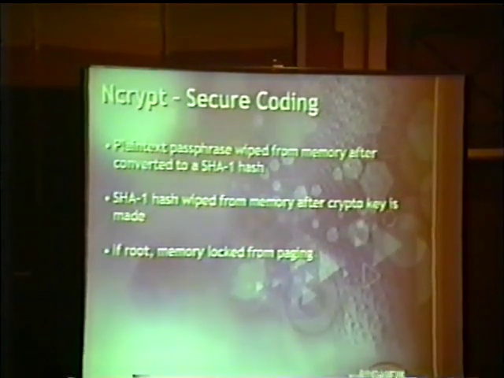After I have the SHA-1 hash, I have to generate a crypto key from that hash. As soon as I do that, I get rid of the SHA-1 hash out of memory, because again, if someone gets that, then they're there. If you're root, then we memory lock it to prevent paging, so that way you're not paging parts of your passphrase onto the swap. Also, it prevents plain text copies and stuff. It's not perfect, okay? Because, for example, if you're not root, it's not going to help you. And if someone else has root, they can probably get around it.